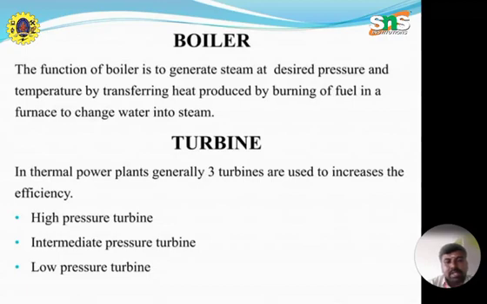Boiler: the function of the boiler is to generate steam at the desired pressure and temperature by transferring the heat produced by burning of the fuel in a furnace to change the water into steam. The turbine: in thermal power plants, generally 3 turbines are used to increase the efficiency: high pressure turbine, intermediate pressure turbine, and low pressure turbine.